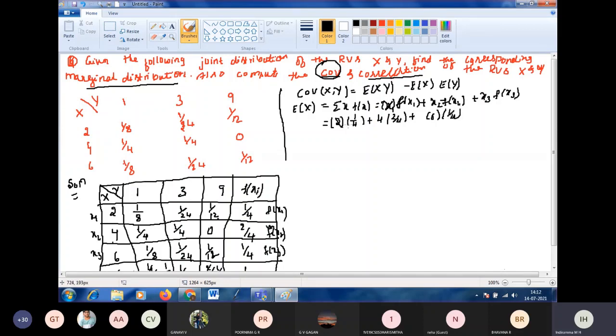Calculate now. 2 1s are 2, 2 2s are cancelled. 4 and 4 cancelled. 2 3s are 6, 2 2s are cancelled. So what you got? 1 by 2 plus 2 plus 3 by 2. Take 2 as LCM. Then 1 plus 4 plus 3, that is 8 by 2, which is 4. Is 4 correct?